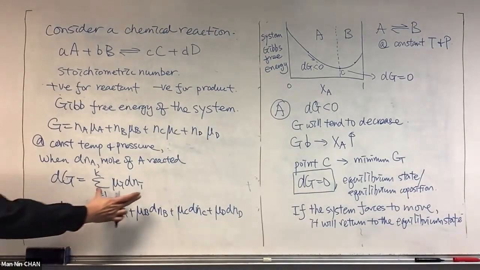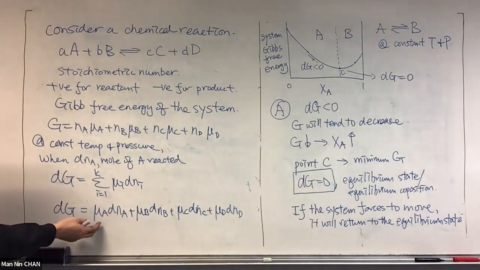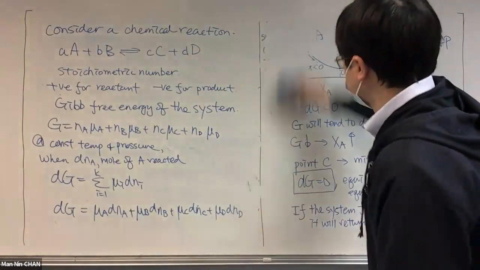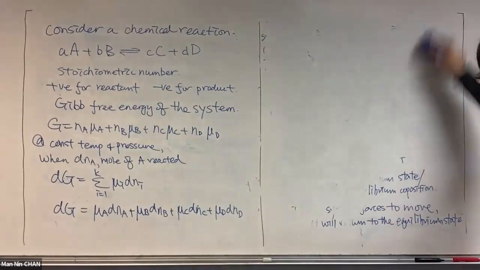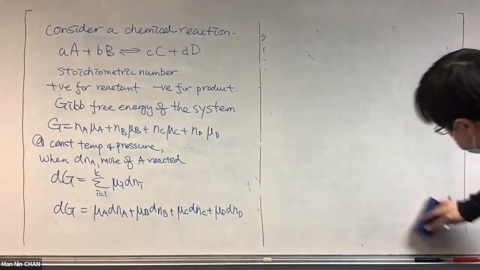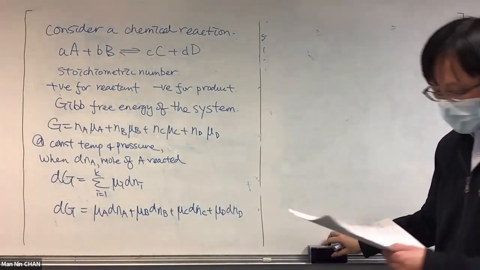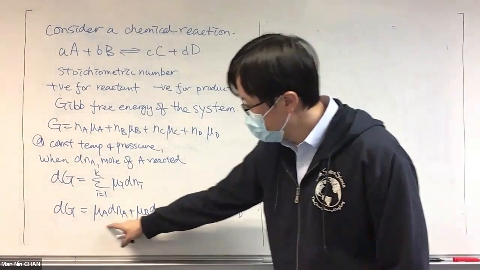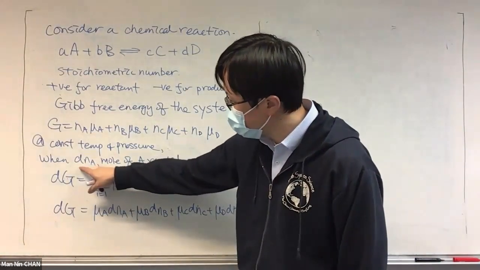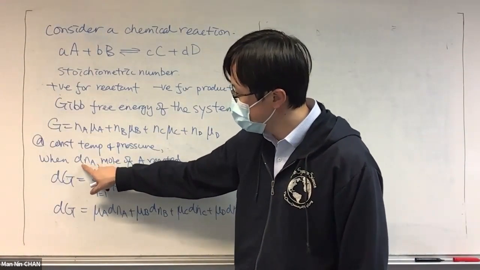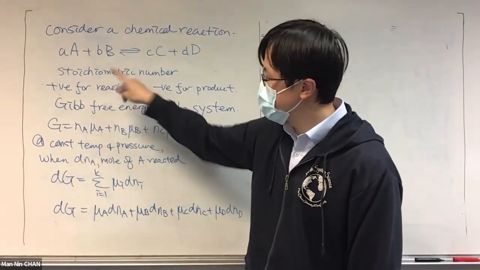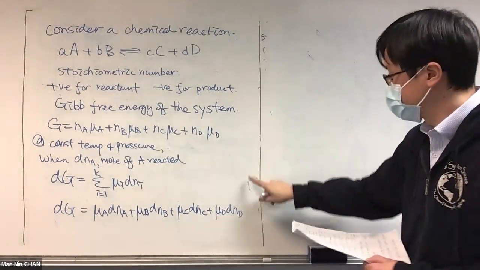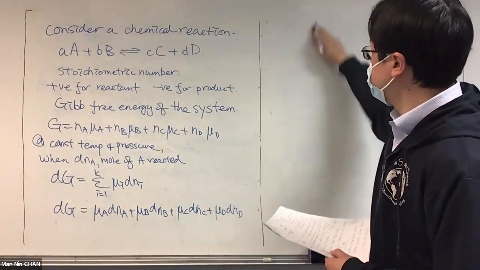So I just expand this equation. We only have 4 species and also their chemical potential. Now I want to express this equation in terms of the number of moles of change and the stoichiometric number here. So I can rewrite this equation using this information.